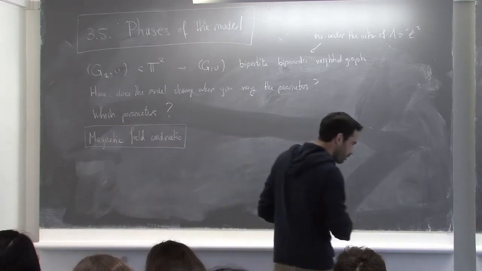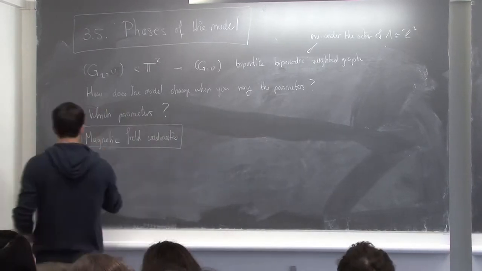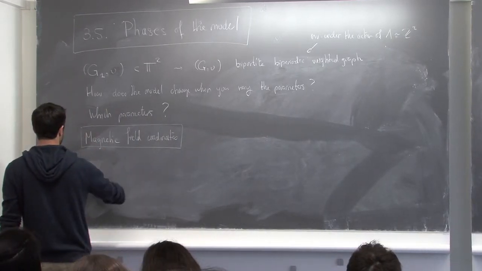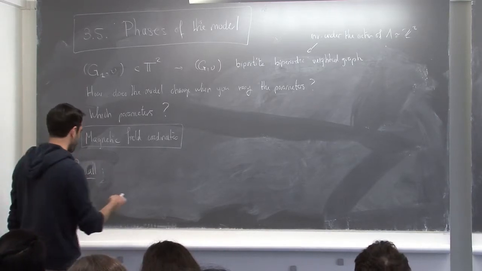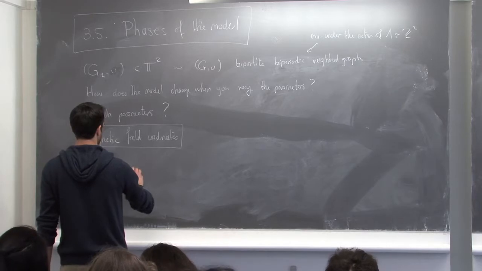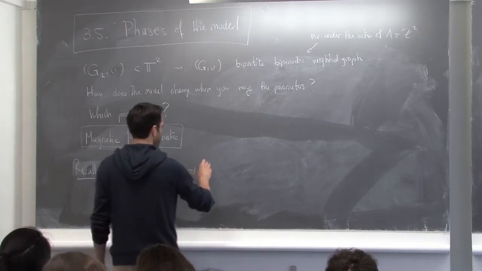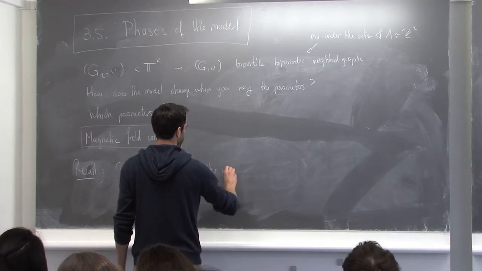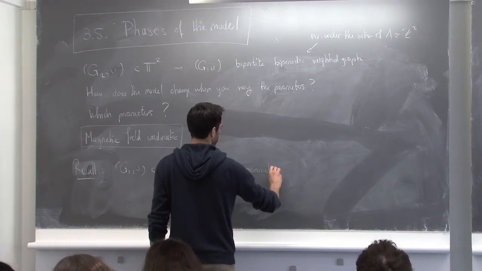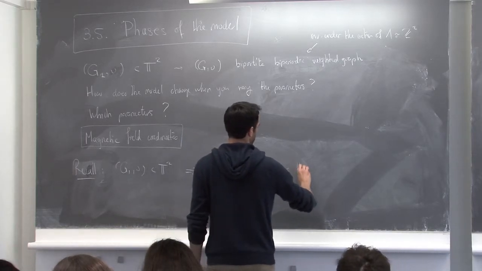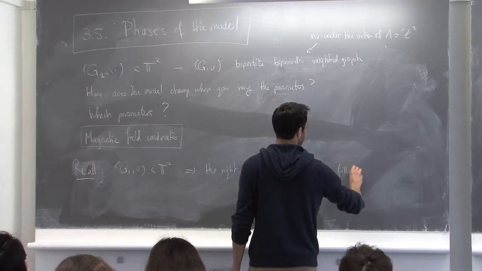So let's recall our setting, something we did at the very beginning of this paragraph. We have G1, which is in the torus, and therefore the right parameters to consider are the following F plus 1 ones. F is the number of faces.